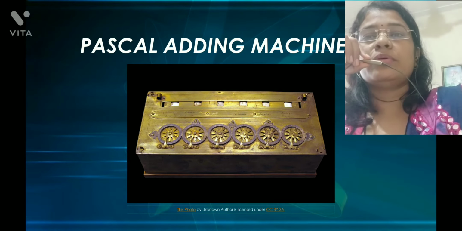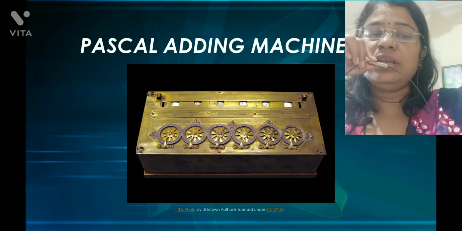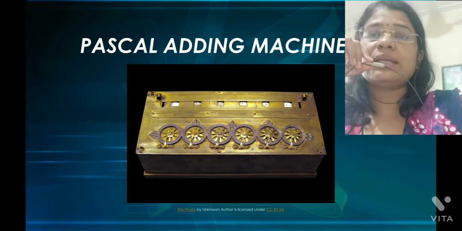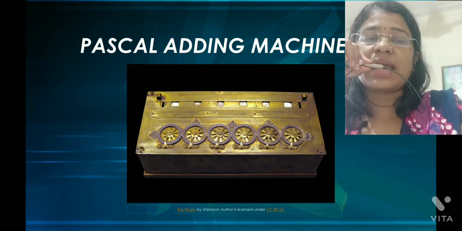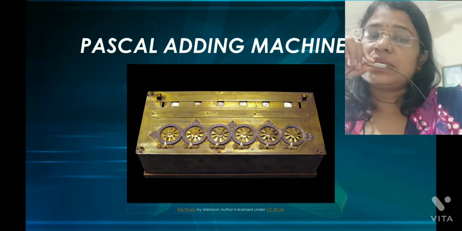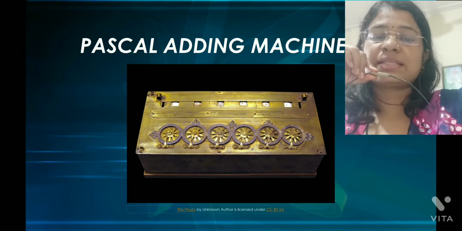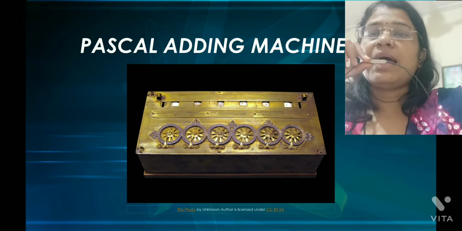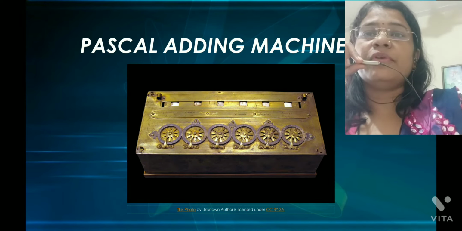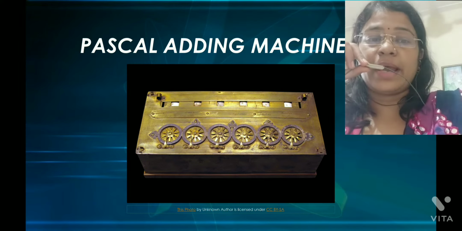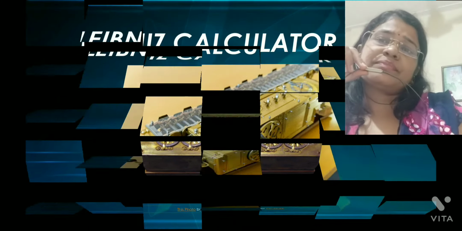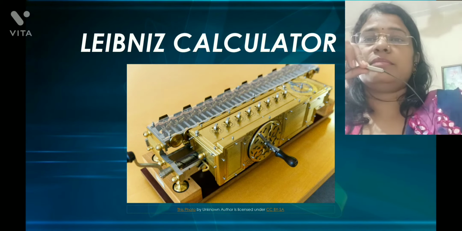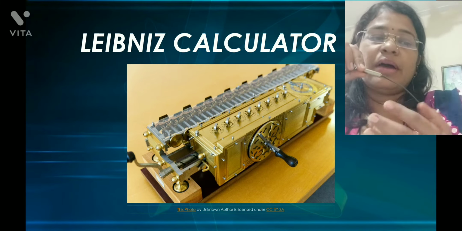So who invented this Pascal adding machine? The name of the scientist was Blaise Pascal, and he invented the first mechanical calculator in the year 1642. The Pascal adding machine used gears, wheels, and dials, and the numbers were displayed on the wheels. Then that Pascal adding machine was also improved after some years.